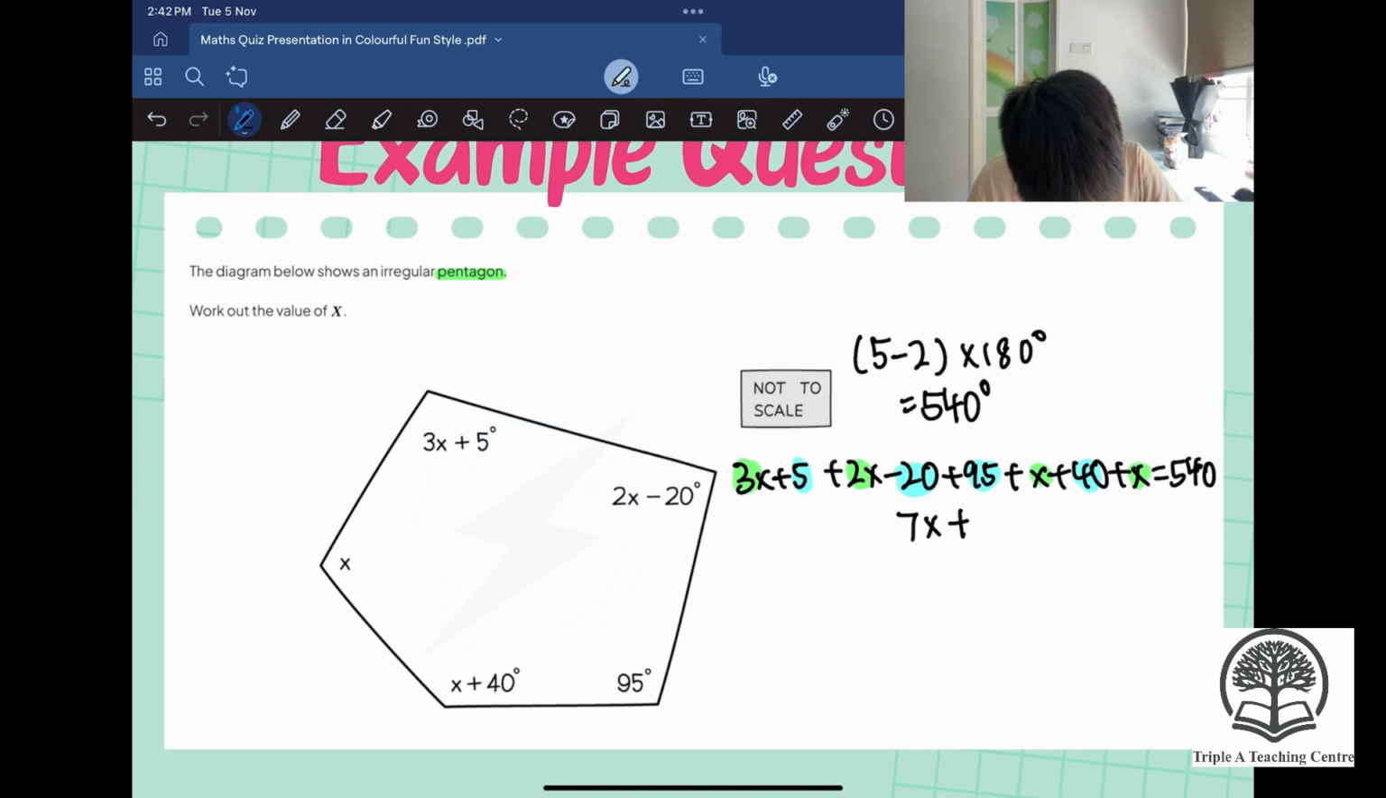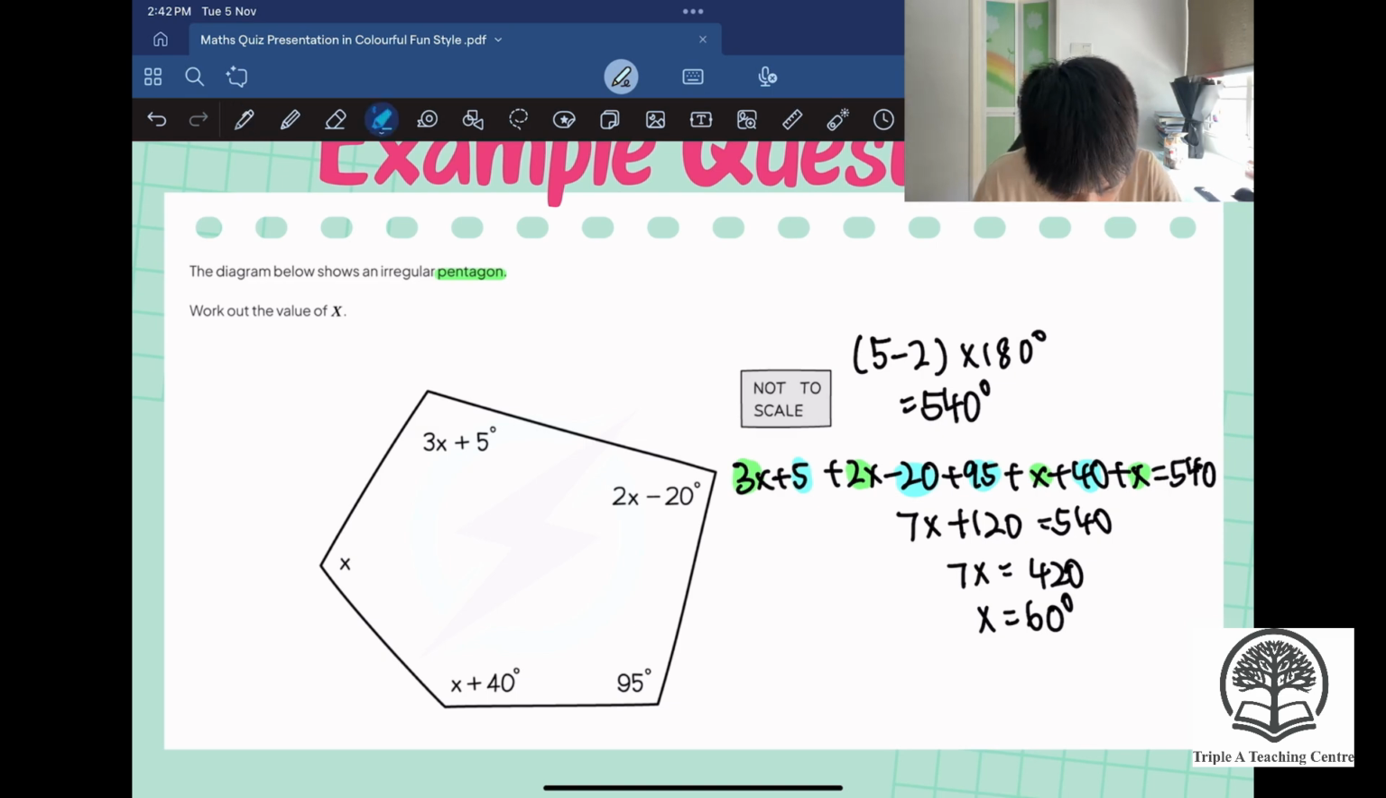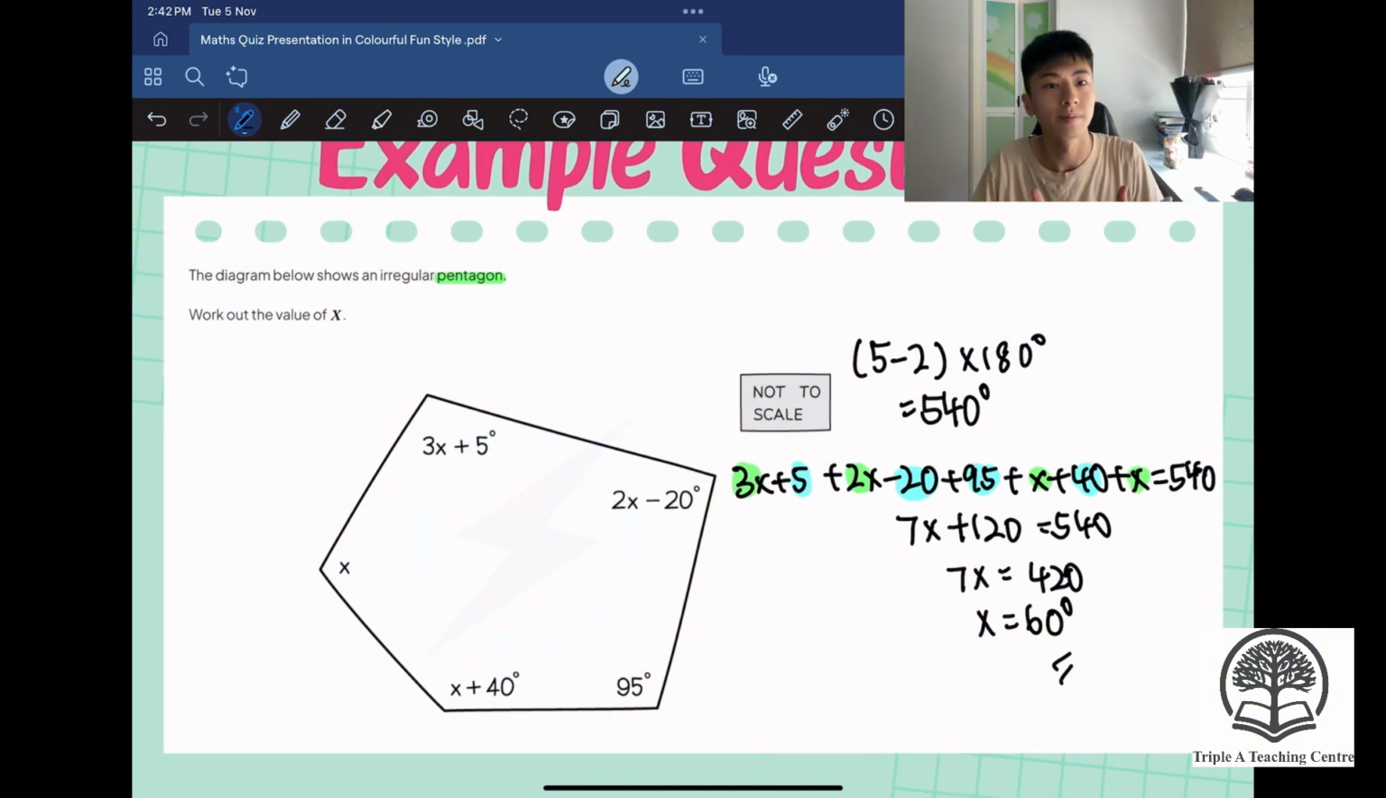So 7x plus 120 equals 540, and 7x equals 420. Hence x equals 60 degrees. The question wants us to work out the value of x, and we just did so. x equals 60 degrees.